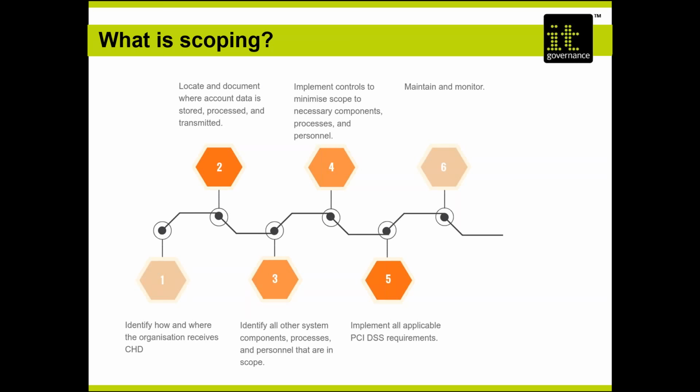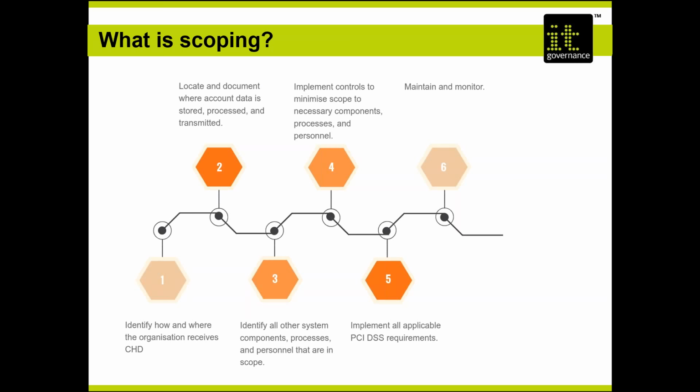So the target of scoping is to identify which aspects are part of the cardholder data environment, or which parts could affect the security. According to the standard, this comprises the people, the processes and technology that store, process, or transmit cardholder or sensitive authentication data. And remember, it includes the connected systems.